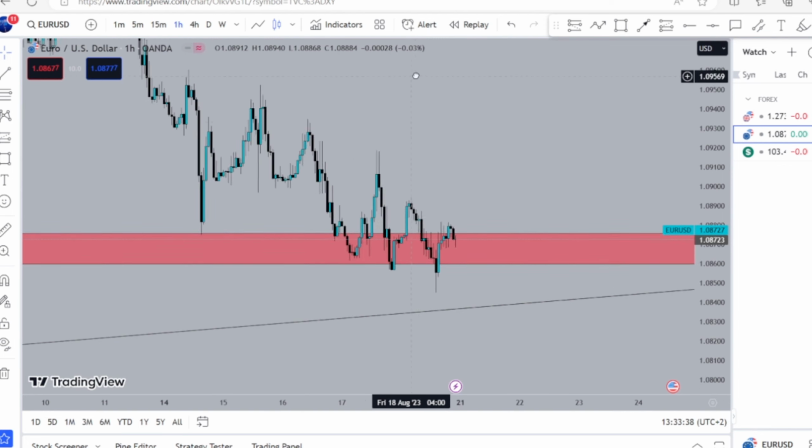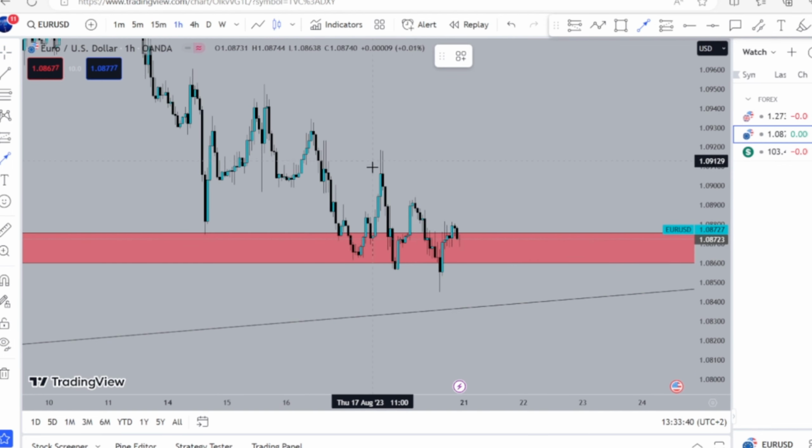So seeing another falling wedge. As I analyze the US dollar index, I'm expecting this currency pair to buy, since USD is the quote currency, right? Not the base currency, the quote currency.